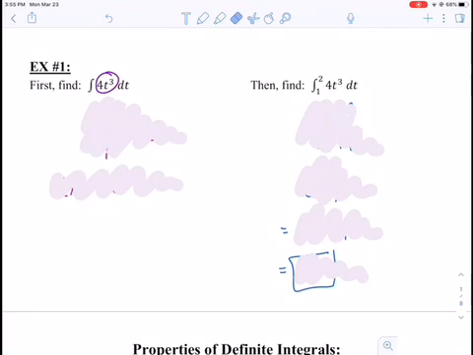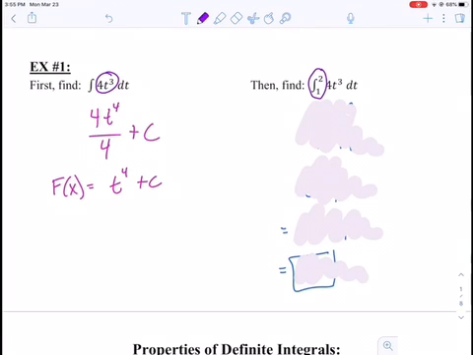Well, in section 15.1, we discussed all the different rules for antiderivatives. We can use our power rule. We can add 1 to the exponent and divide by that new exponent and come up with an antiderivative of t to the fourth plus c. And so that is a whole new function that represents the original function whose derivative is the 4t cubed. So it's a whole other function representing the antiderivative.